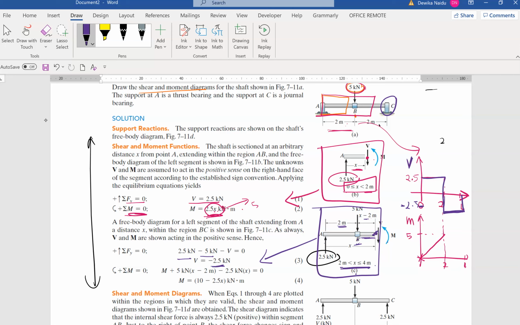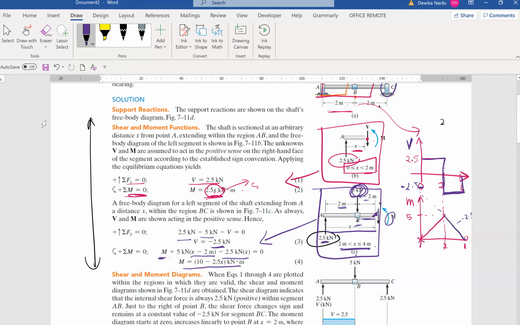Now we are taking moment at this point here. When you take moment at this point, we have M, moment here, equals plus 5 multiplied by x minus 2, and then minus 2.5 multiplied by x. So you have an equation of 10 minus 2.5x. The sloping would be from 10 coming down. The slope is negative 2.5x.